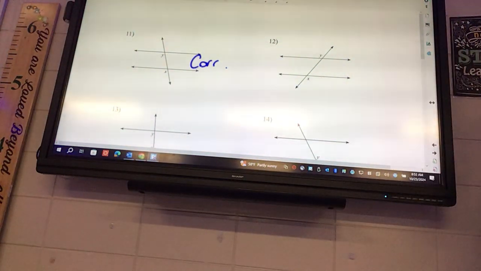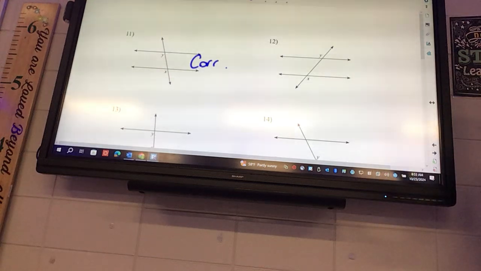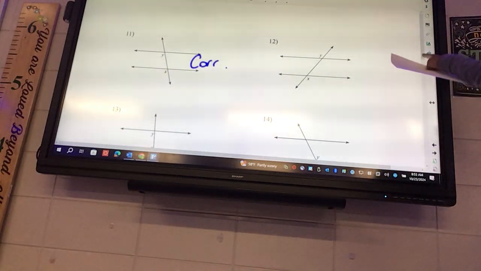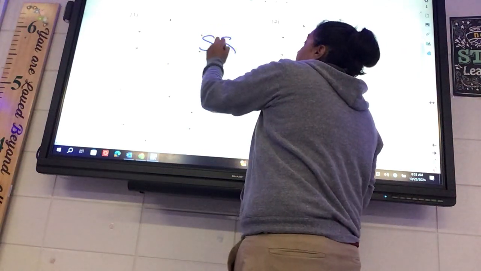Okay, 13. Where is the X? Inside. What about the Y? Inside. So they're both inside. What are our two options? Same side interior or alternate interior. So those are on the interior. Is it on the same side of the transversal or opposite sides? Same side, so we can say SS.